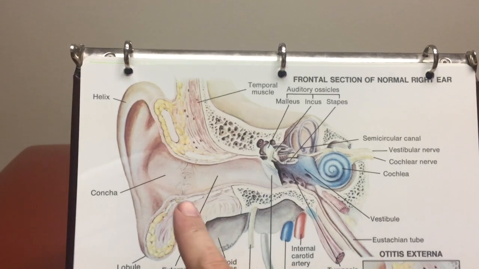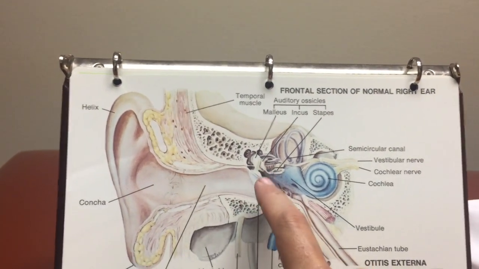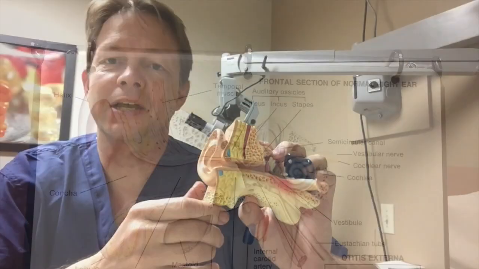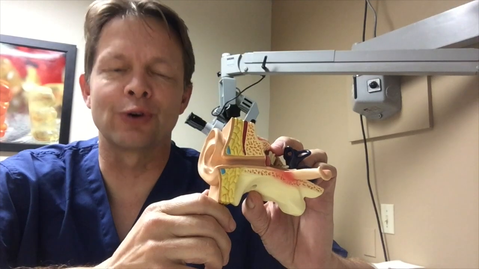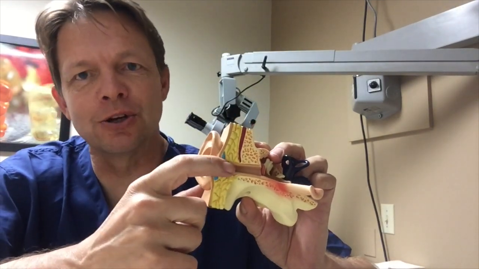External ear infections happen in the ear canal. That's this portion of the ear. Here is the eardrum. External ear infections are external to the eardrum. External ear infections can occur for a variety of reasons, but frequently some moisture gets down into this ear canal.